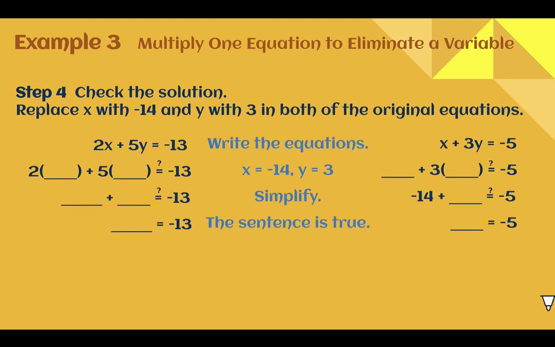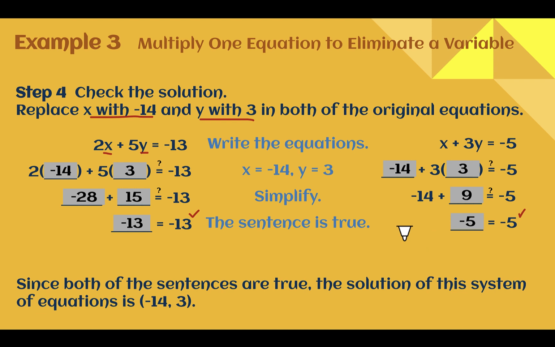Last, let's check in both of the original equations. We said x was negative 14 and y was 3. So if we check the first one, plugging in negative 14 for x, 3 for y, I end up with negative 28 plus 15. Is that equal to negative 13? I get negative 13 equals negative 13, so yes. If I plug in those two things for x and y in the other equation, I end up with negative 14 plus 9. Is that equal to negative 5? I get negative 5 equals negative 5. So again, that is also true. Since this is true in both equations, that is our solution, negative 14, 3. And if we were to graph these equations or use Desmos to help us out, just to check, we would see that these two equations do intersect at negative 14, 3.